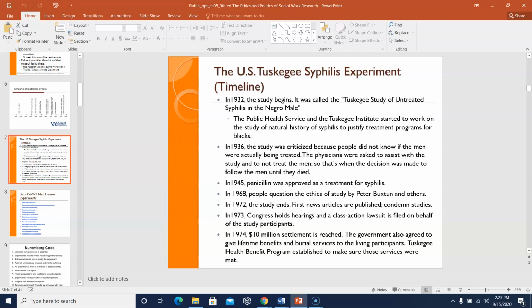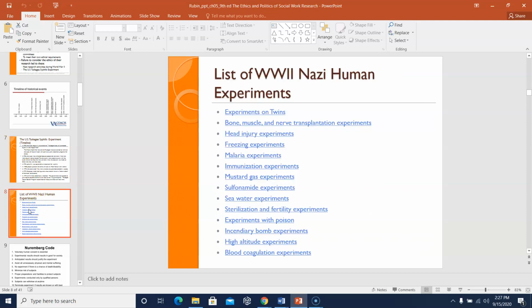There have been other experiments done by the U.S., in or outside the country, that experimented also on sterilization and others. But I won't get to those. Here I have a list of experiments by the Nazis. I tend not to open them in class.